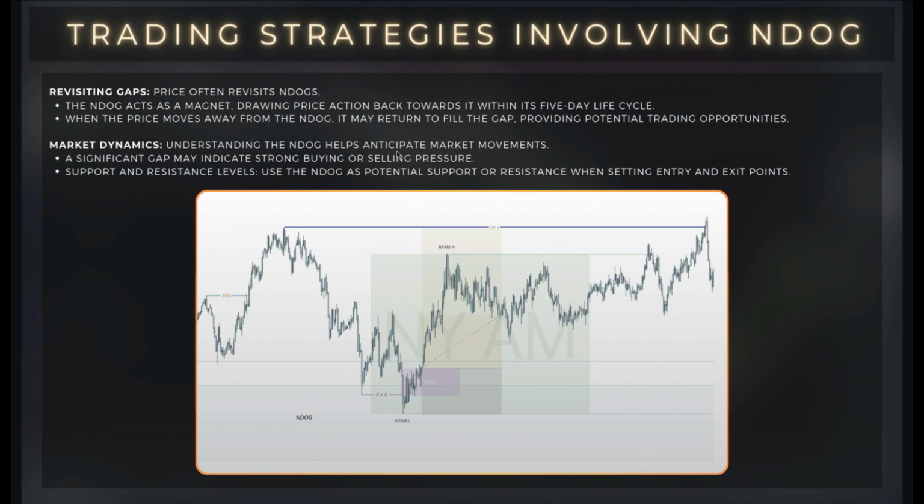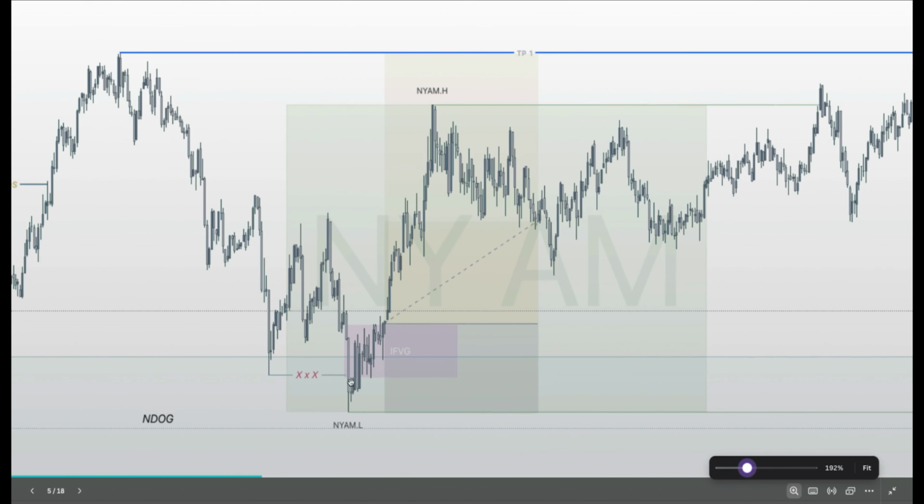Next is market dynamics. Understanding the new day opening gaps helps anticipate market movements. A significant gap may indicate strong buying or selling pressure. So again, it depends on how big and how small it is, okay? Support and resistance levels: use the new day opening gap as a potential support or resistance when setting entry and exit points. So as you can see in this example, what do we have here?